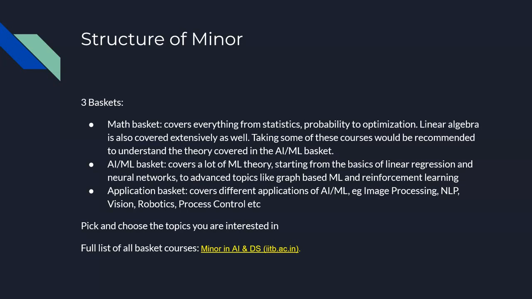So the structure is that apart from DS203 or DS303, you will need to do courses from these 3 baskets, right? And the extensive list of the courses is given in this link. You can even just search for CMInDS minor on Google, and this link will pop up as the first result. So you can just check that out. There's an extensive list of courses which are covered, and if you start talking about every topic in this list, then we'll be here all day. So I'll just give a brief overview of what the baskets cover.